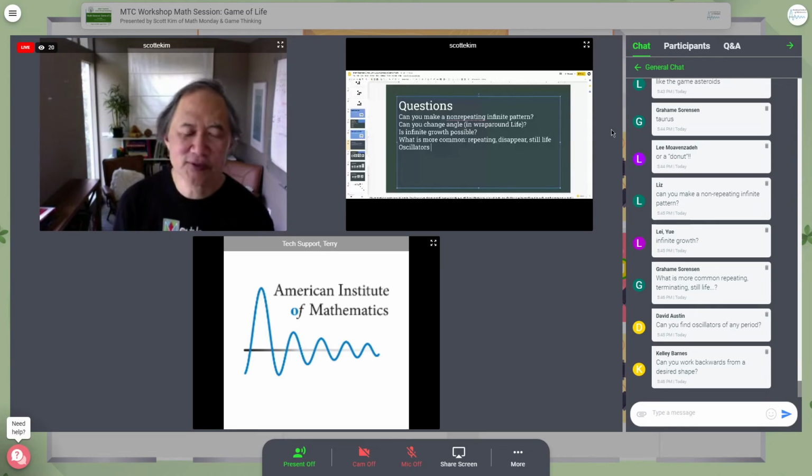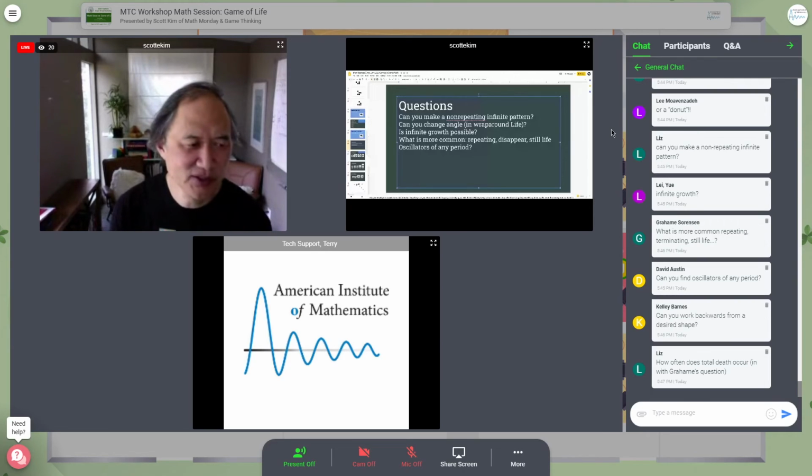One thing for sure is if you have two prime-period oscillators and you have them go side by side, you've got a period that is the product of the two oscillators' periods. So you really only have to answer it for prime numbers. Kelly asks, can you work backwards from a desired shape? Yeah, that's a really interesting question.